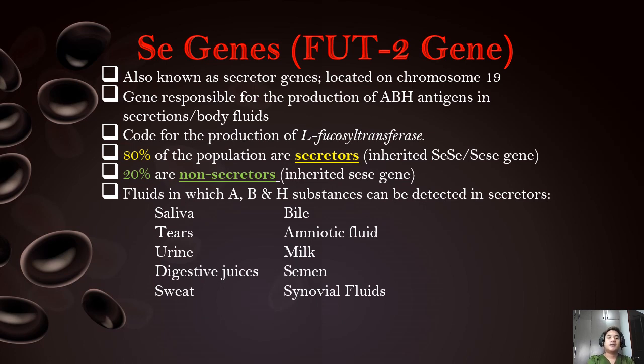Okay, class, take note that this is a valuable board exam pointer. A person's blood group or the antigen present on that person's RBCs are also present on the secretions of that individual. From this concept, we can deduce that the ABH antigens on RBCs are also the antigens present on your secretions.